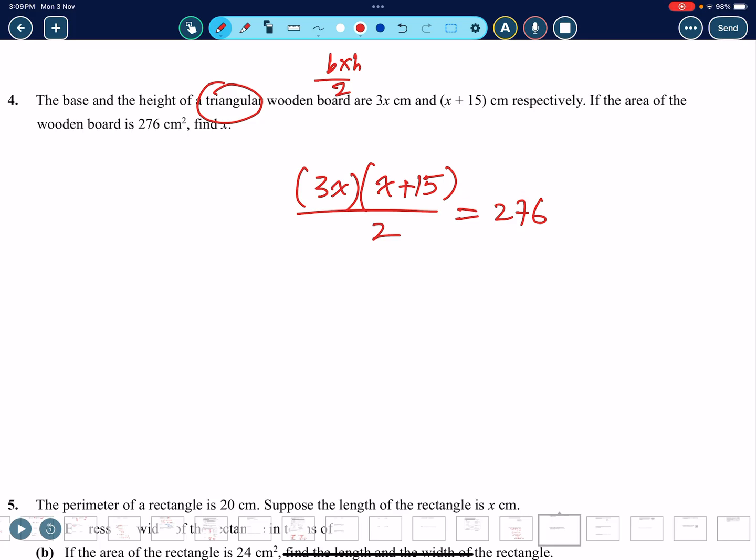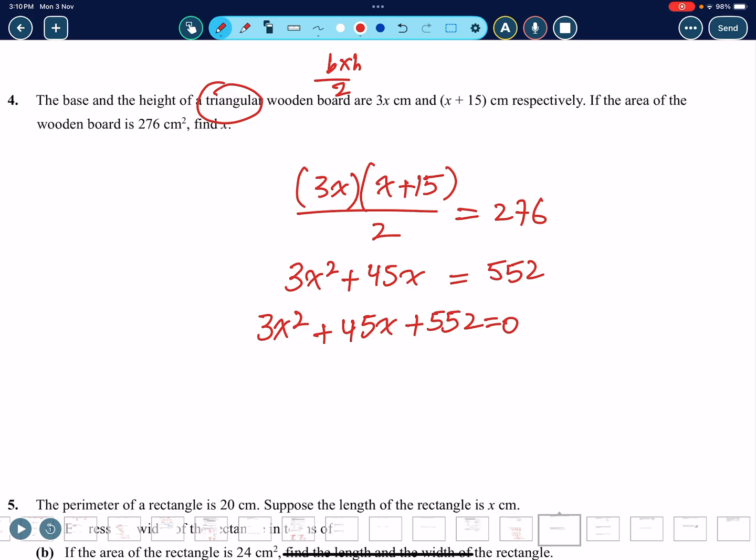Move the 2 to the right because I hate fractions. And then use the rainbow method on this. You have 3x squared plus 15 times 3 is 45x equals 2 times 276, which is 552. Move 552 to the left and then solve this equation. Let's see what we get. Formula mode, 3, 45, 552. Math error. Oh, minus. Not bad.